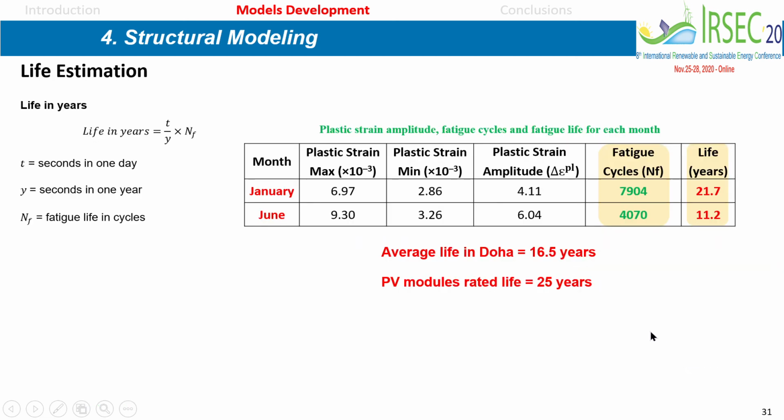So now, by using that model, as you can see from this table, the number of fatigue cycles is given by 7,904 for July. I think they are actually mixed up here. This is for January, 4,070, and this should be for June, 7,000. This is the wrong way. This should be June and this should be January. But if you convert to years, this is correct: 21 years for January and 11 years only for June.